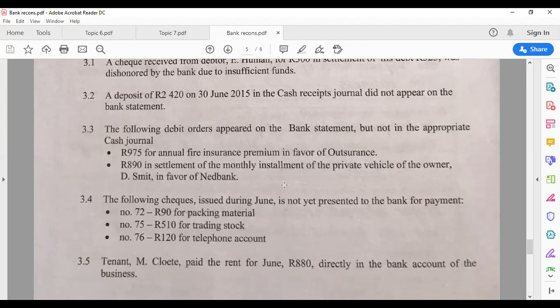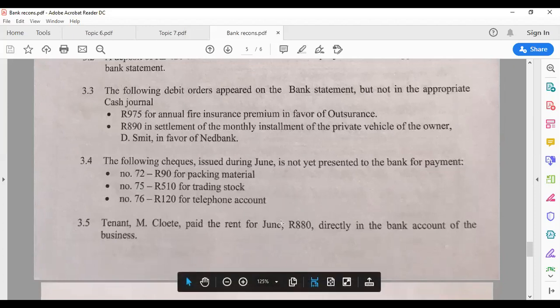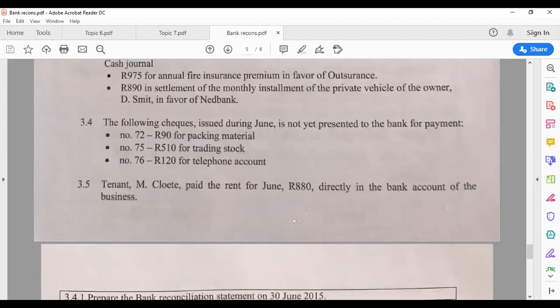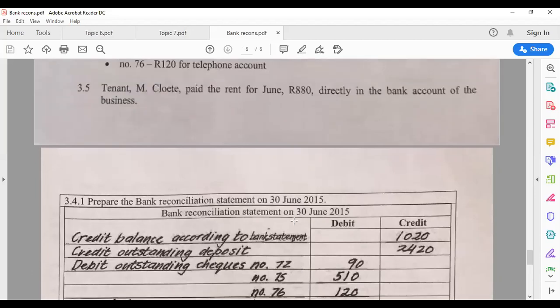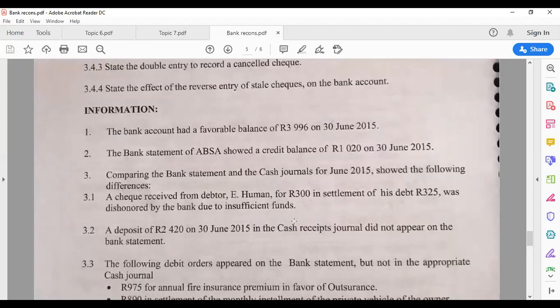Then we have the following checks issued during June but not yet presented to the bank. So we have already accounted for it, but the bank has not yet taken it into account. Tenants included paid the rent for June of 880 Rand directly into the bank account. So can you see a direct deposit? Okay, so now they want me to prepare the bank recon. I want you to think about how you're going to do the bank recon. Take a moment. Think about everything I've given you.